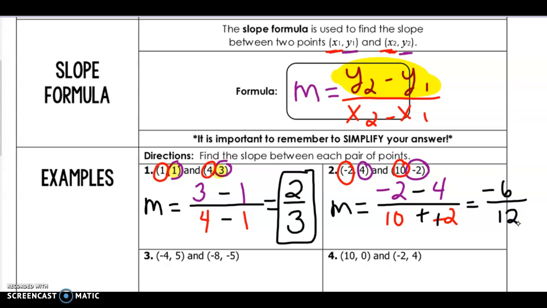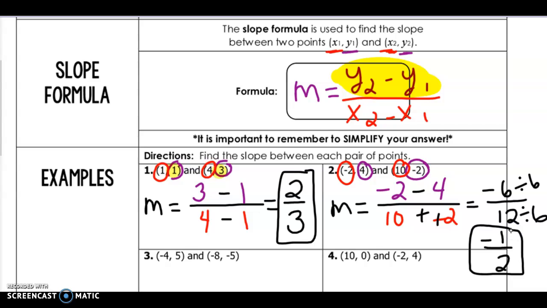And then you can reduce this fraction. So these both can be divided by 6. Okay, so they're both divisible by 6. If you wanted to just type it in a calculator or whatnot, you could do that as well. Okay, so when I do that, that would give you negative 1 over 2. And then that would be your answer for that slope.